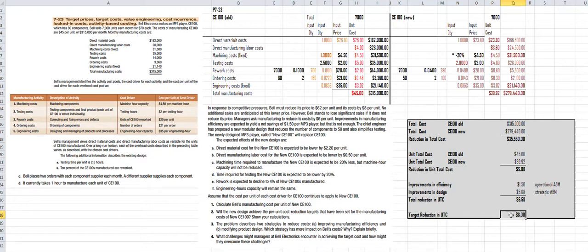So what would we need to do? We need to go back to the drawing board and look at additional things we might be able to do that would have an impact over here. So what are some of those things that we could do? Well, let's take a look right here at machining costs.